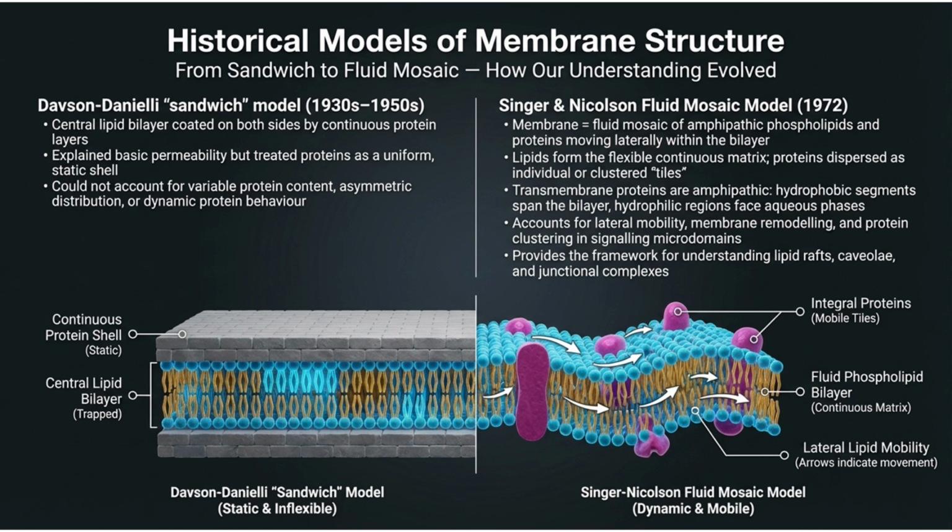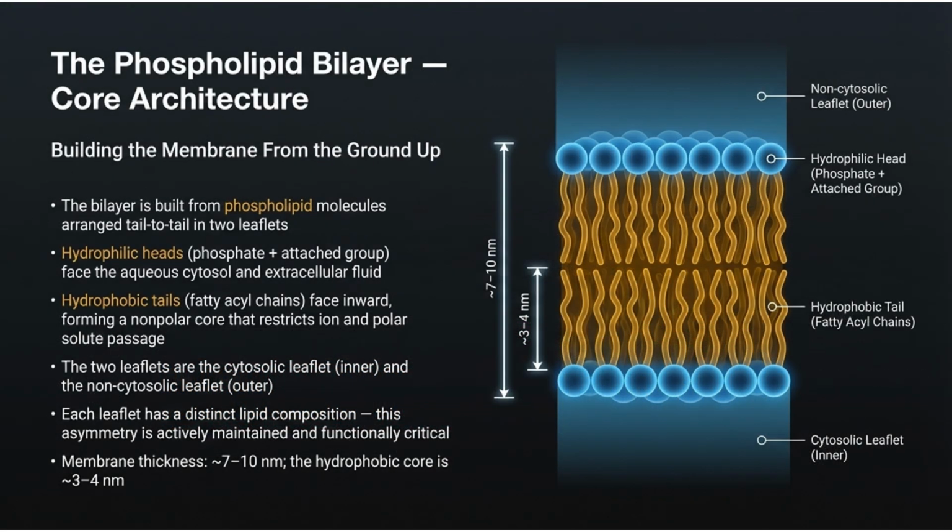Now, what exactly is that bilayer made of, and how is it constructed? Let us examine the architecture more closely. The phospholipid bilayer is built from phospholipid molecules arranged in two layers, or leaflets, oriented tail to tail. To understand why this arrangement is so stable and so functional, you need to hold the basic structure of a phospholipid molecule clearly in your mind.